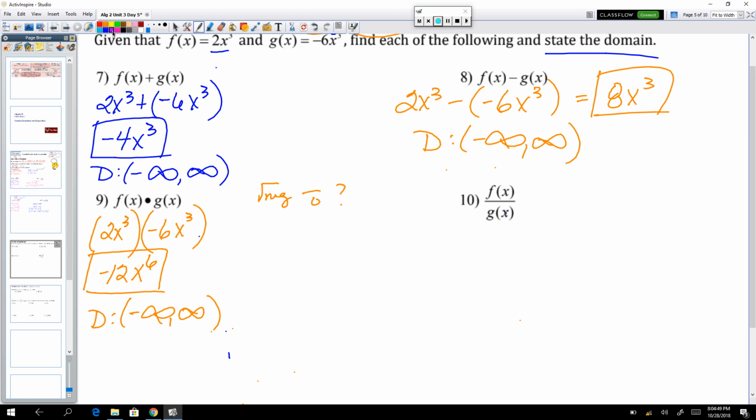Now, there's a little bit of a trick to number 10. The division part is not much of a trick, right? It's exactly what we expected. We put f of x on the top, and we divide by g of x on the bottom, just as we had expected.